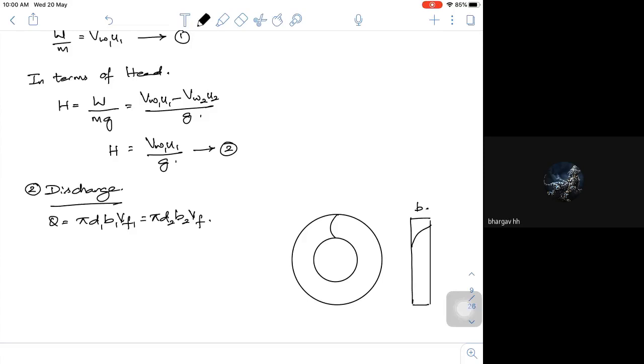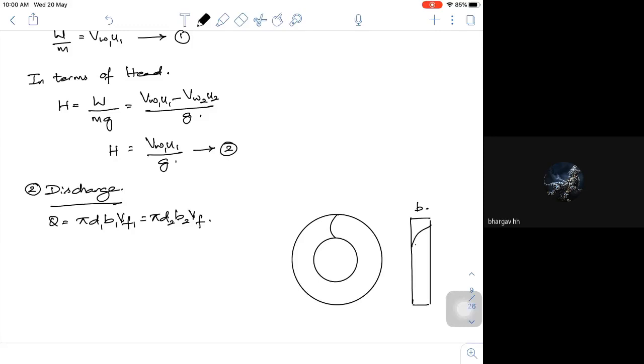D1 and D2 are not the same actually. So we have to look at what the discharge is. Let's say the discharge will remain the same. So it's given by VF1 and VF2. In most cases they are the same, or if there's friction, VF2 may be slower than your VF1. So that may be the case.